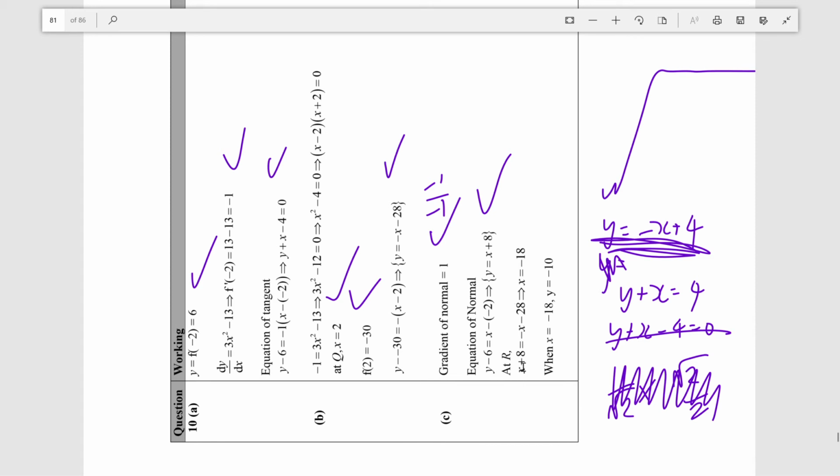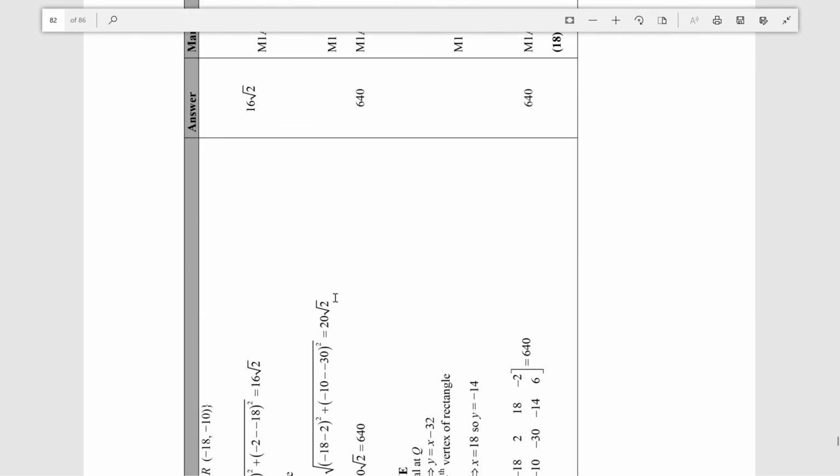And at R, x plus 8 is x minus 28, so x is minus 18. And then we solve this value here to get the y value. The y value is minus 10 because we substituted minus 18 into the equation of the normal line here. And this mark scheme goes over multiple pages actually. So the coordinates of R is this, and so PR is this distance. And then the area of the rectangle, the length of QR is this, which is 20 root 2. Yep, so we got both of these distances correct, and then the area is this times this is 640, correct.